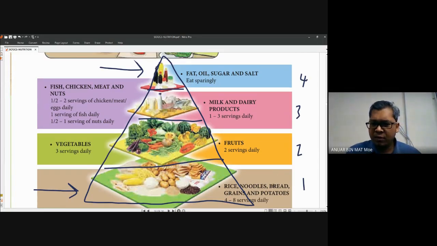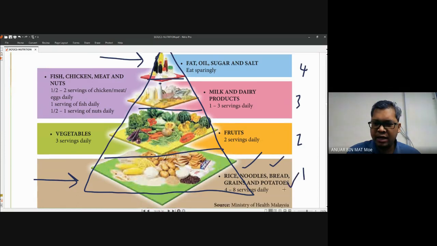At the bottom of the pyramid, what type of food is there? Rice, noodles, bread, grains, and potatoes. I want to ask you, for the first layer at the bottom of the pyramid, mostly what class of food is that? Rice, noodle, bread, grain. Which class of food is that? Carbohydrate. Very good. It is carbohydrate, or we call it carbs.